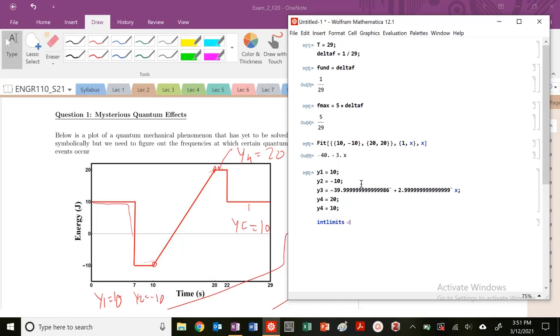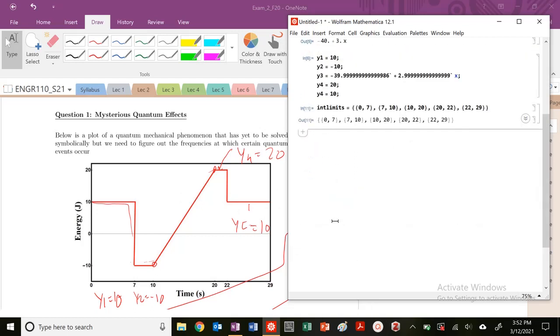I also have my integration limits. First, I'm going to go from 0 to 7. Then from 7 to 10, then from 10 to 20, then from 20 to 22, and finally from 22 to 29. So there we go. Now, this looks like it might continue, but from the signal we're looking at, this is not periodic. This is an aperiodic signal.